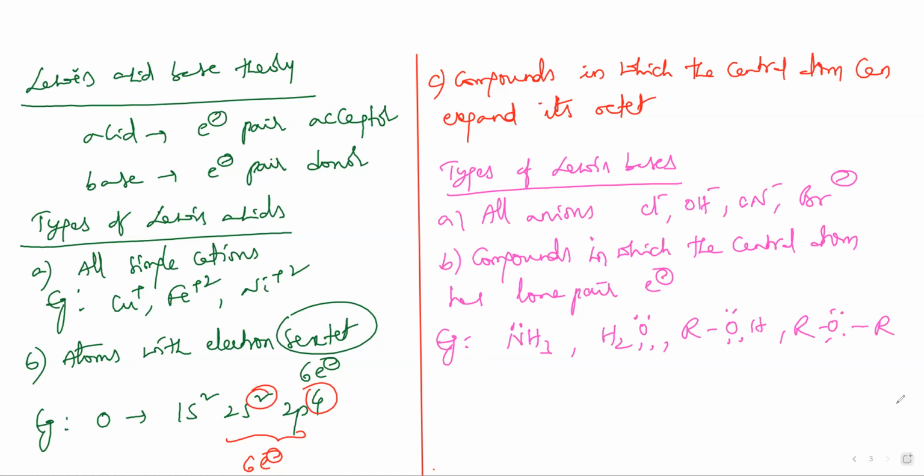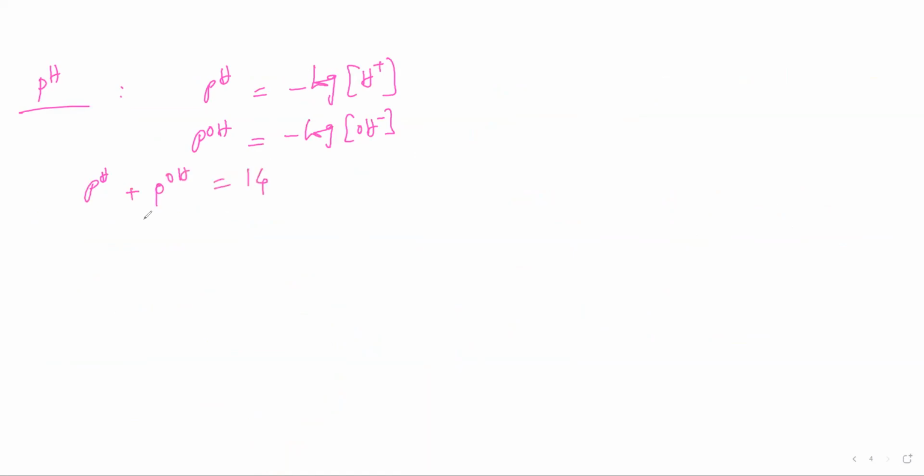Then we'll move to pH scale. What is pH? pH is calculated by using negative logarithm of concentration of H plus ions. Similarly, pOH, negative logarithm of concentration of OH minus ions. Then pH plus pOH is always equal to 14.